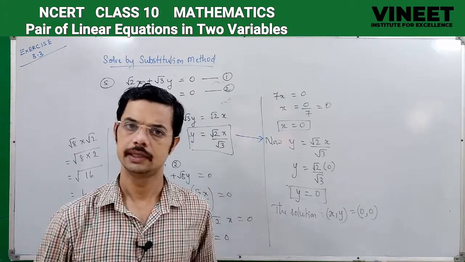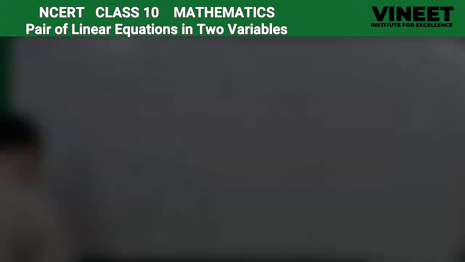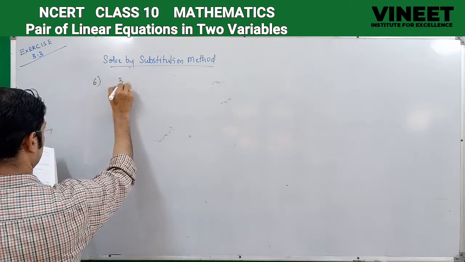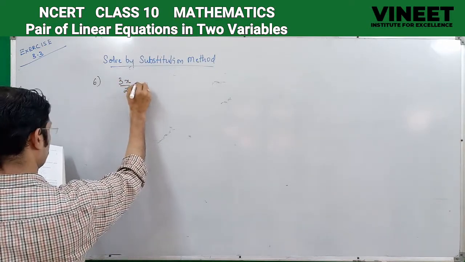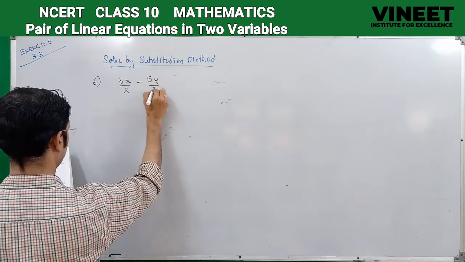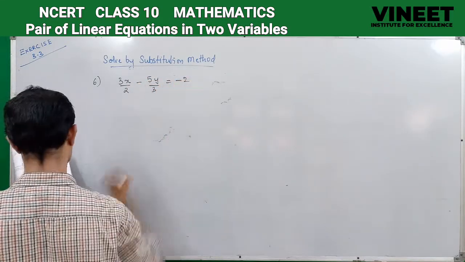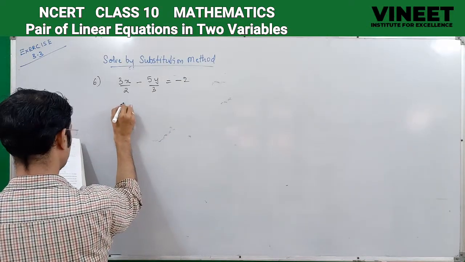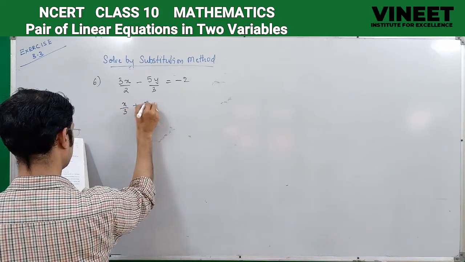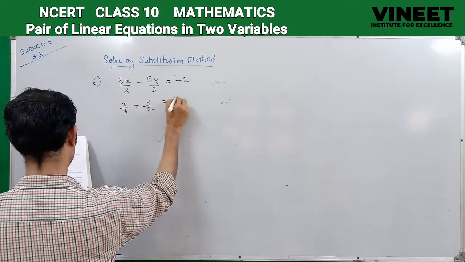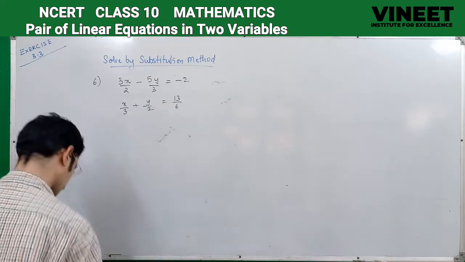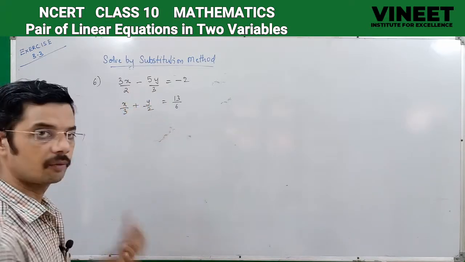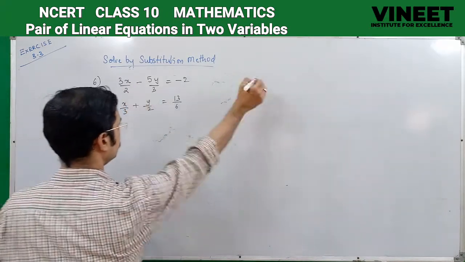Now let us move on to the next example. Question number 6. The sixth problem, that is 3x by 2 minus 5y by 3 is equal to minus 2, and we have here x by 3 plus y by 2 equal to 13 by 6. We need to simplify these equations and remove the denominators as much as possible. So we will do it parallelly.